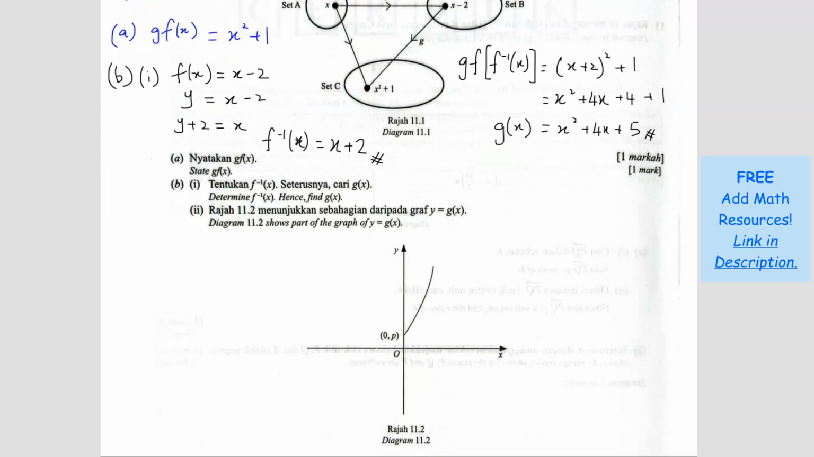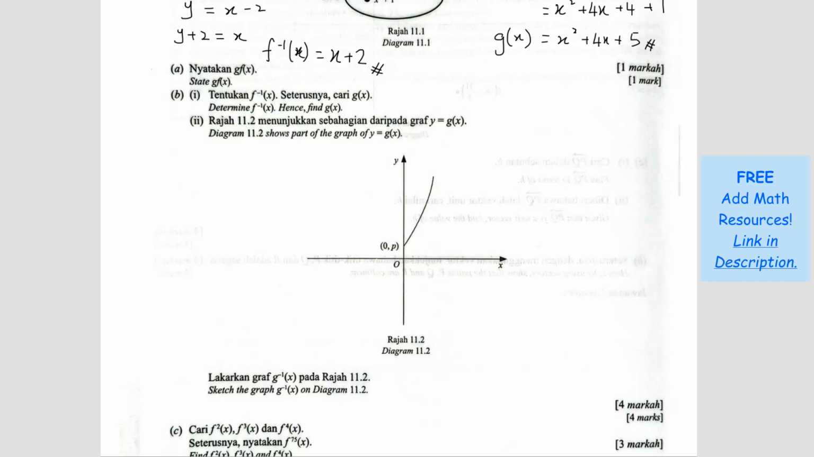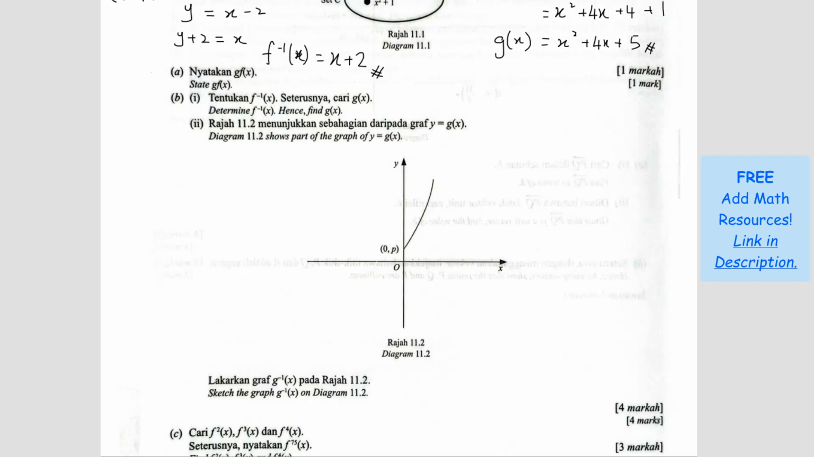Okay, the second one, they are saying what? Diagram 11.2 shows part of the graph y equals g(x). So this is the y equals g(x) graph. And what are they asking for? Sketch the g inverse.